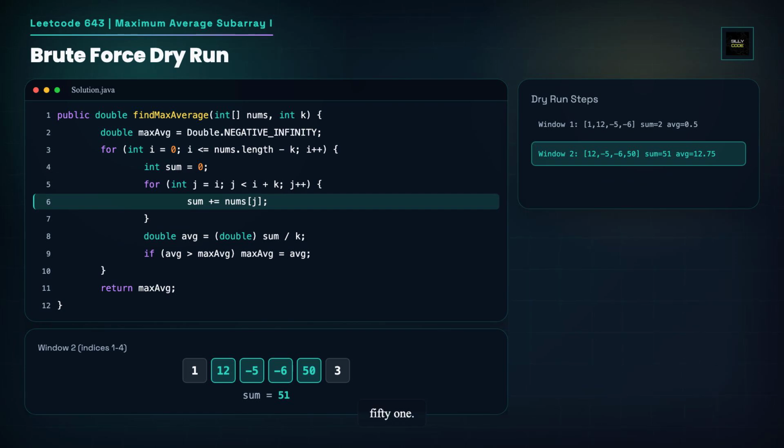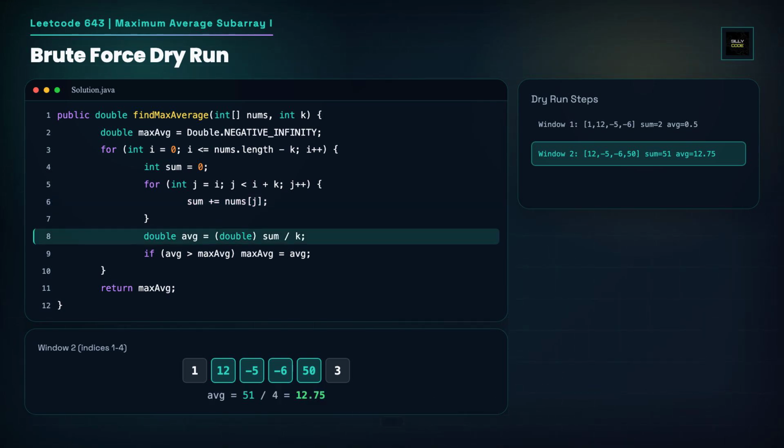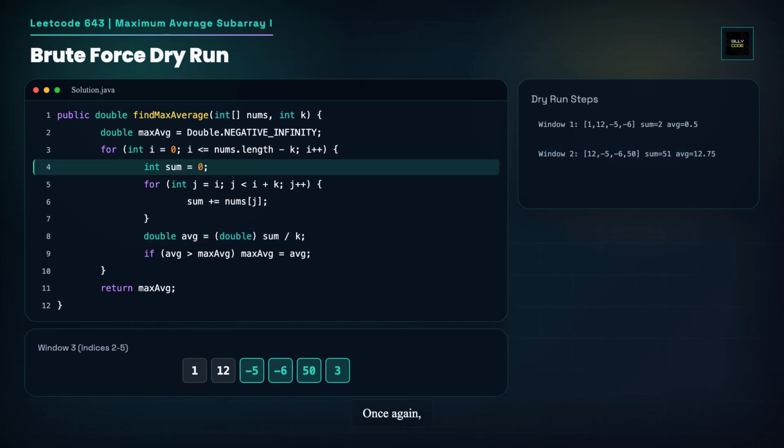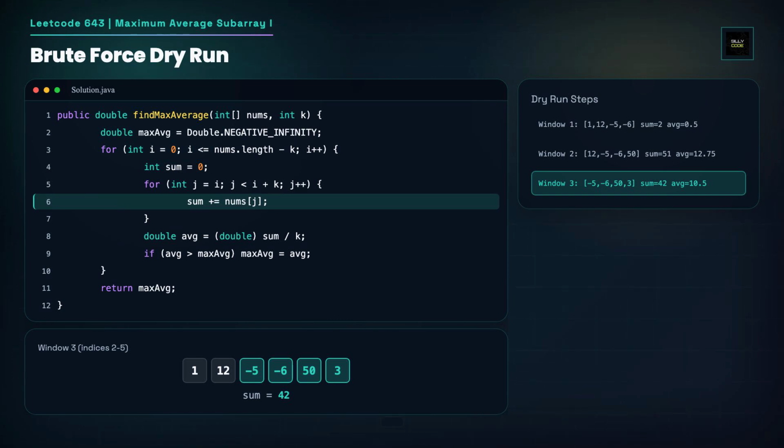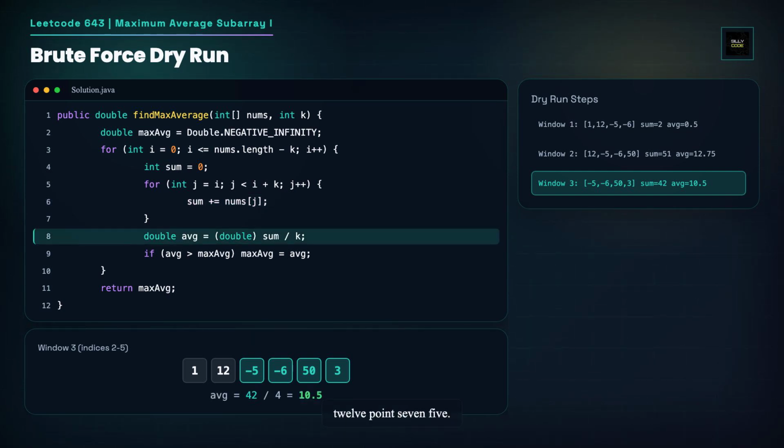Now we move to the last window. Once again, we calculate the entire sum from scratch. -5 minus 6 plus 53. The sum is 42. The average becomes 10.5. That's smaller than 12.75. So our answer doesn't change. After checking every possible window, the maximum average remains 12.75. The solution works perfectly.